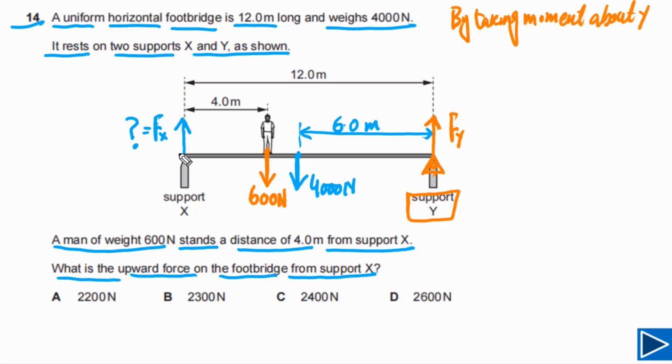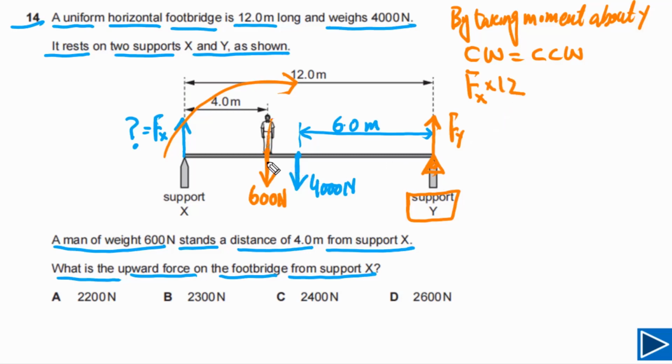If we consider the moment due to fx about y, this will be clockwise. So this is due to fx. So we can say the clockwise moment in this case has to be equal to the counterclockwise moment. Clockwise moment is due to fx, so this is fx times its distance from the pivot, and its distance from the pivot is equal to 12 meters.